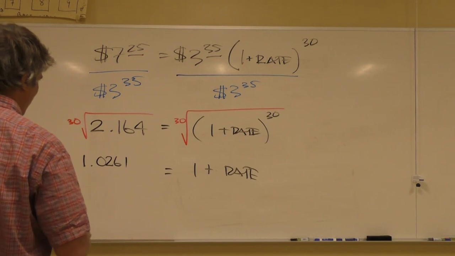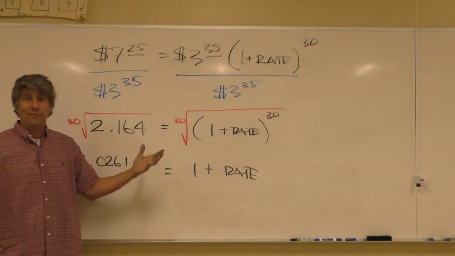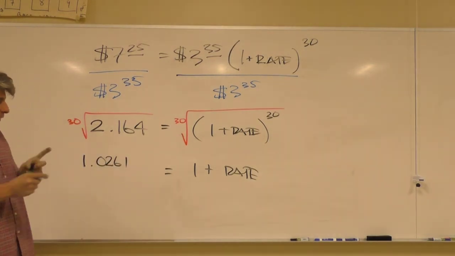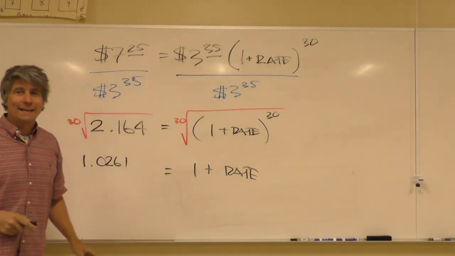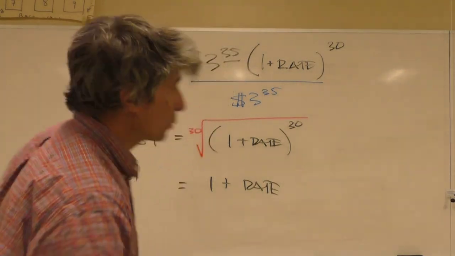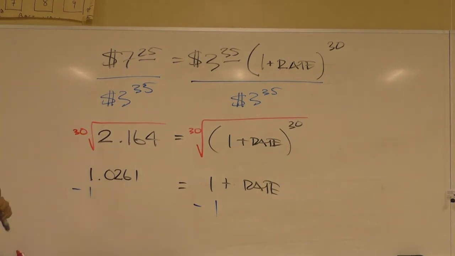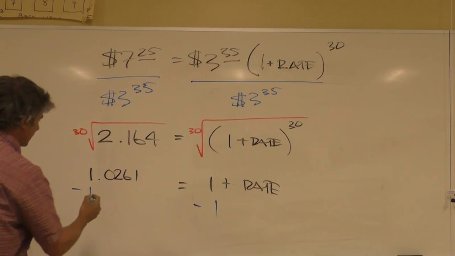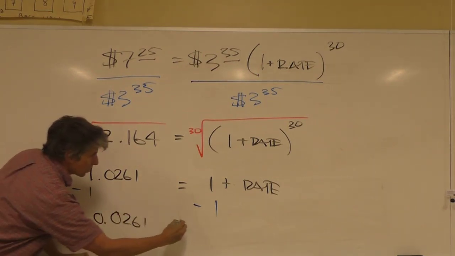And now we are down to the last step, which is the nicest and easiest, thankfully. That was a bruiser, but this is nice. The first thing we did when we were building this top expression was add 1 to the rate. The last thing we will do is subtract 1, because that 1 and the 1 here is the 100% that's being inflated each year. When we subtract it off, we're left with 0.0261.